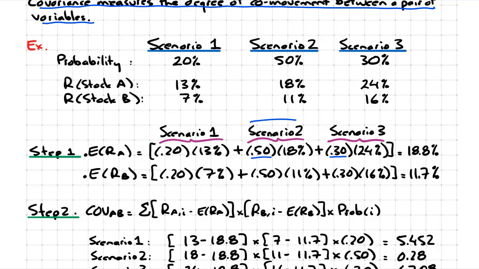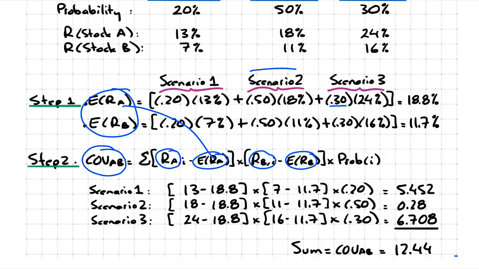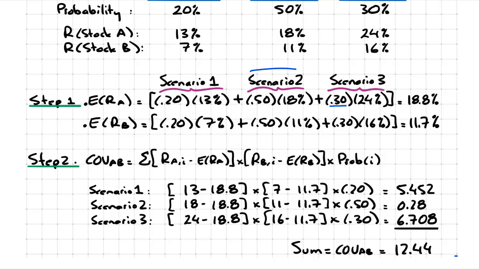The next step would be to calculate covariance itself. And you could see why we needed to calculate expected return first before we calculate covariance, because covariance measures the degree of movement between both stock A and B, but relative to their averages. So you can see how we're using the average rates of return in calculating covariance. And here's really what it says if we dive in a little deeper.